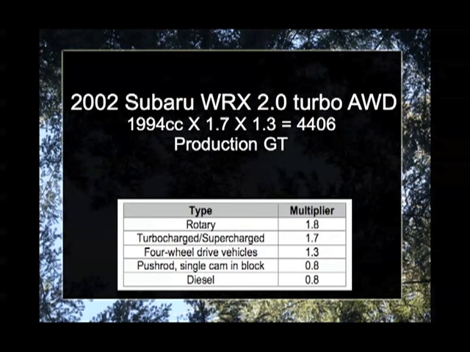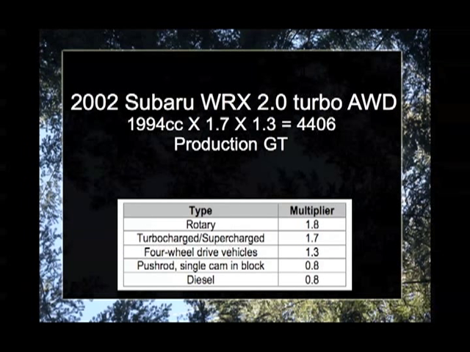So how about an example? How about an O2 WRX? We're going to take the cc's of 1994. We're going to multiply it by both the turbocharged multiplier and the four-wheel drive multiplier, and you end up with an adjusted displacement of 4,406. So because it is over that 2650, this car technically falls into production GT.